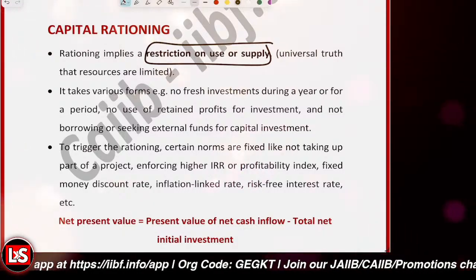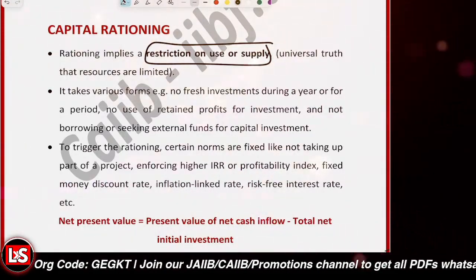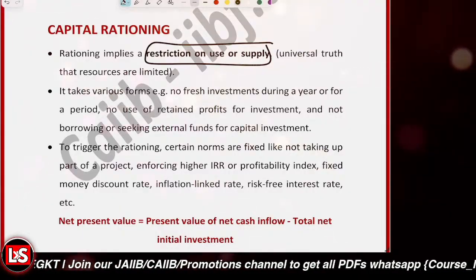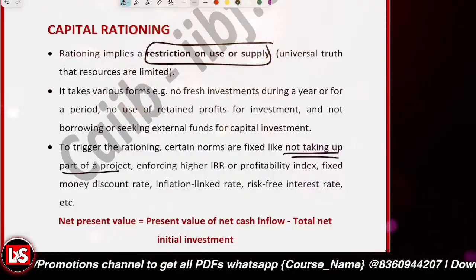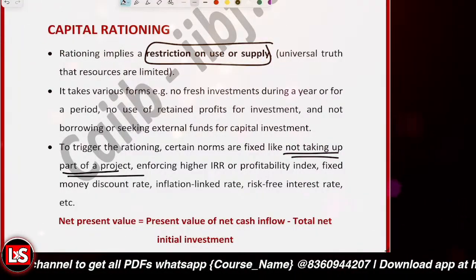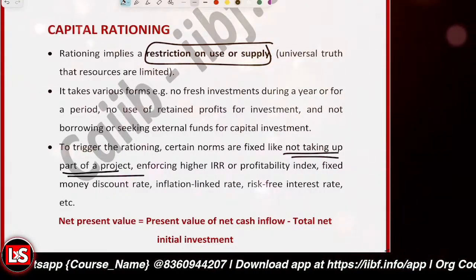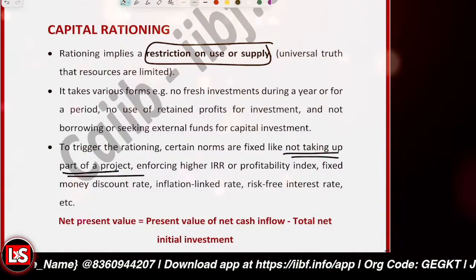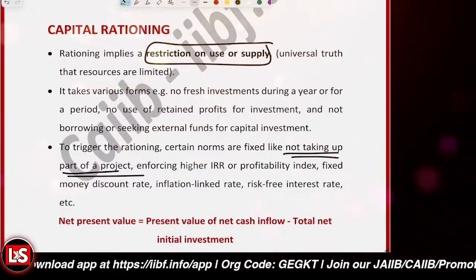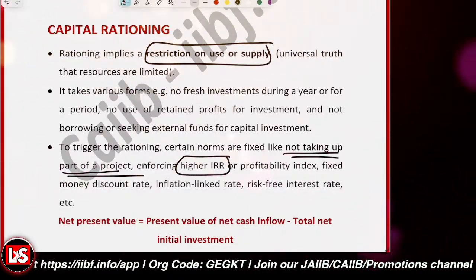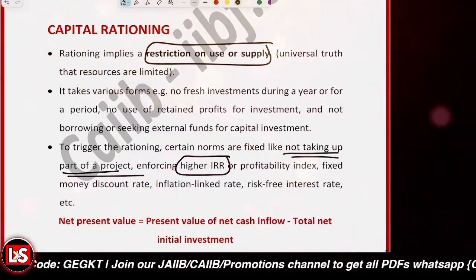Right? So let's say no fresh investment during the year, no borrowing for the project, or restricted use of the retained earnings. These are examples of it. And basically the factors used in capital rationing: you accept only the highly profitable projects, you look for a higher IRR, based on profitability factors.